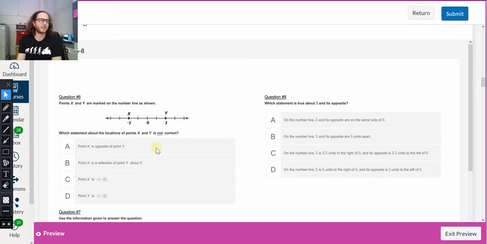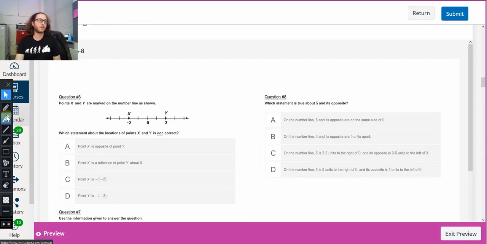Question 6, it says points X and Y are marked on this number line, and it's asking which is not correct. Which of these statements is not right? So A says that X is the opposite of Y, and yes, that is true. B says that they are a reflection about 0.